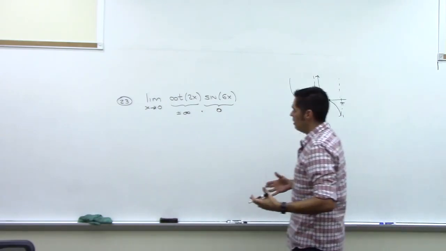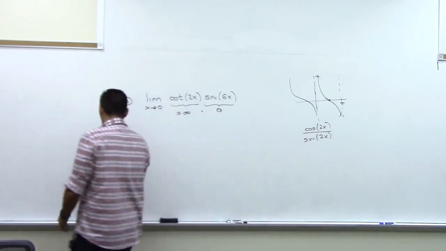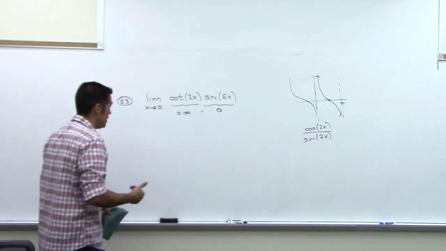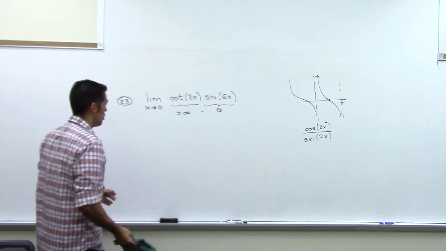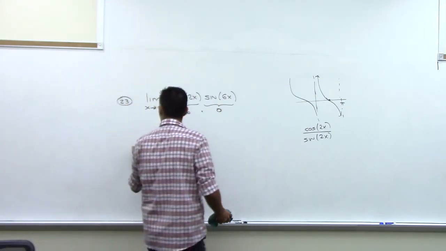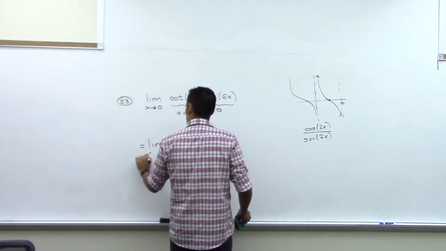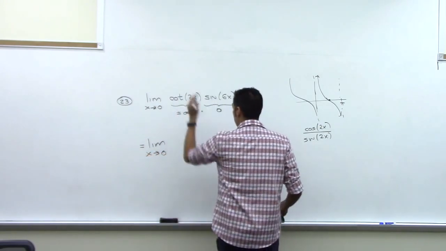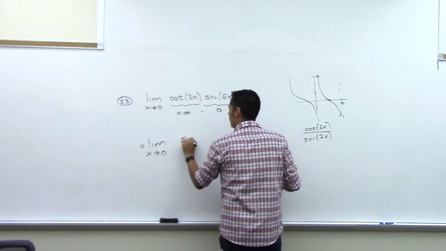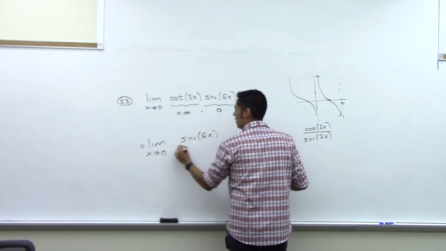I have to do something. But it does not look like L'Hopital's rule. It does not look like 0 over 0 or infinity over infinity. So this is where we use a little trick. What we do is we rewrite the problem, and we take one of these guys, and we drop it to the bottom. So I'm going to leave the sine 6x here because it's nice.